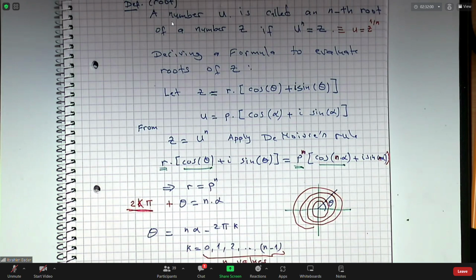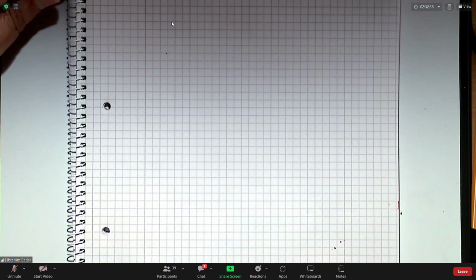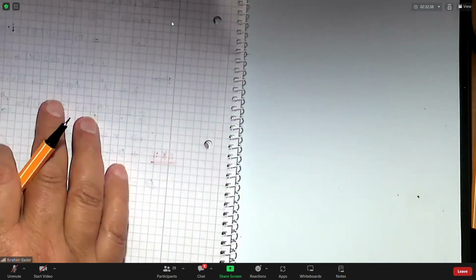I admit this is a little bit different than evaluating the roots of normal functions or normal numbers. And we will derive the formula for the roots. By the way, let me just go to the previous page.